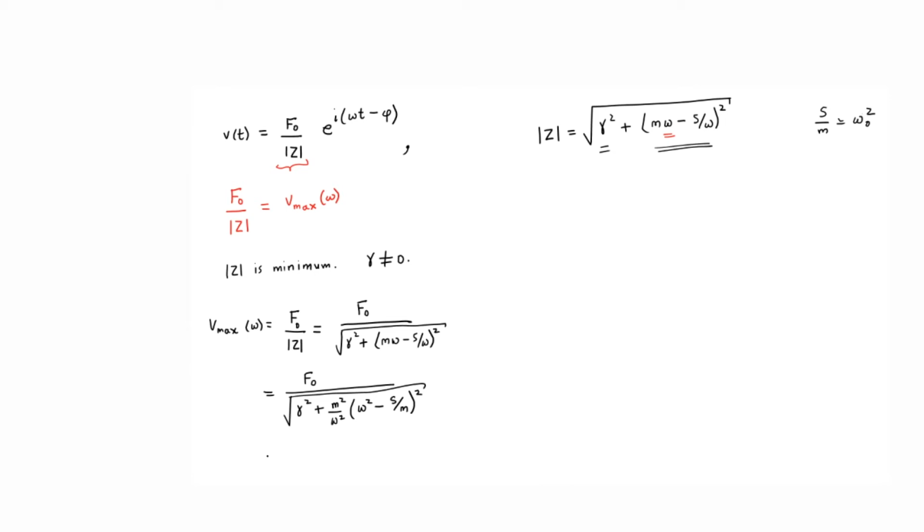Then I will just change the notation, in which case this expression would become f0 by square root of gamma square plus m square by omega square into omega square minus omega 0 square. So, this is V max and it is a function of omega. So, now we have this in nice functional form, we can now sketch this. So, clearly the maxima of this quantity will happen when omega is equal to omega 0. So, let us sketch that.